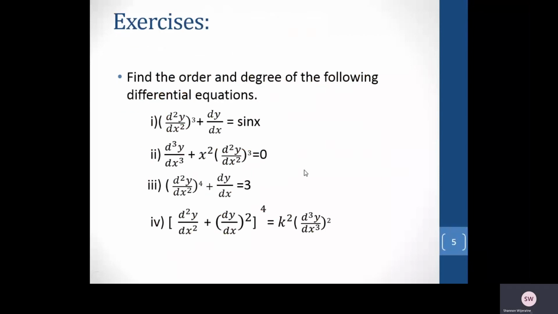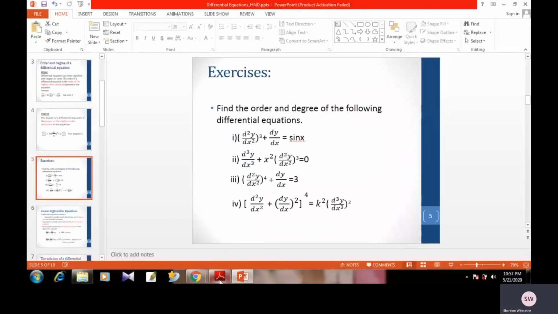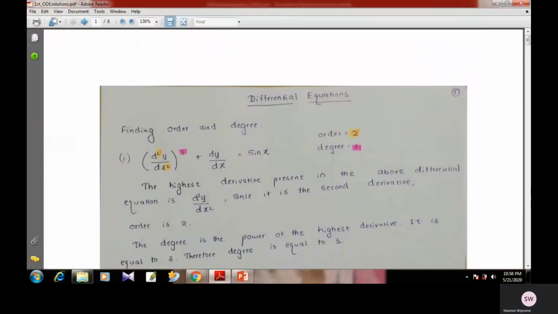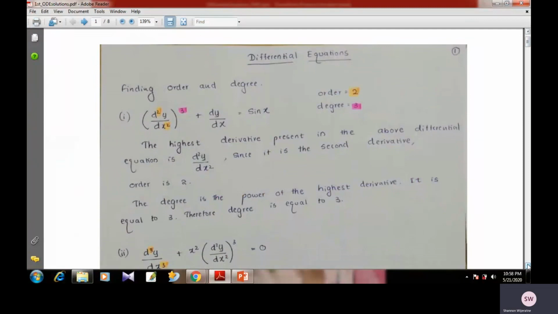So I have given some exercises for you to find the order and the degree. And I have given the solutions in a separate document. So I'll explain just 2 from this exercise, finding the order and the degree.